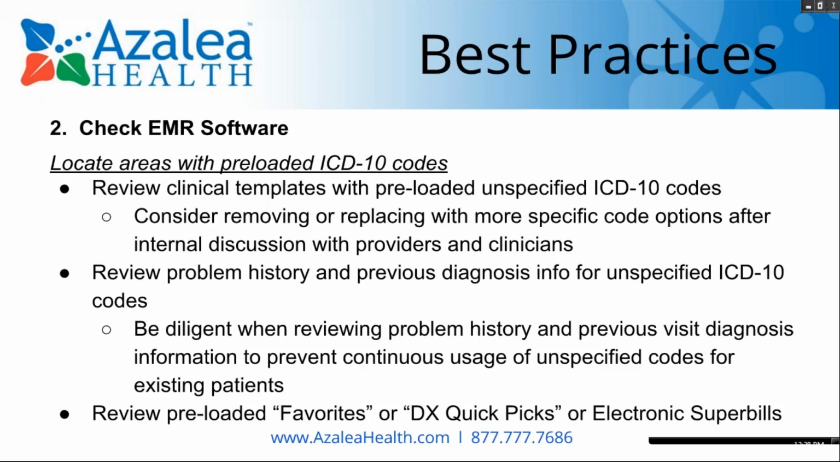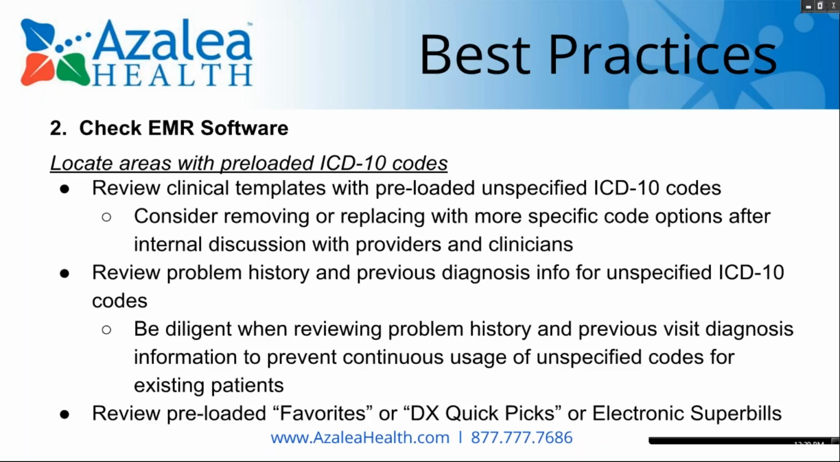If I'm pulling up a chart and I'm pulling in diagnosis codes or reviewing diagnosis codes from a problem history or their last visit, before I pull those forward and adopt them to this visit, I may want to make sure, okay, are these unspecified codes that I've been using for the last year on this diabetic patient? Now this visit, I need to start getting more specific, and you want to be careful when reviewing problem history and the previous chart information.